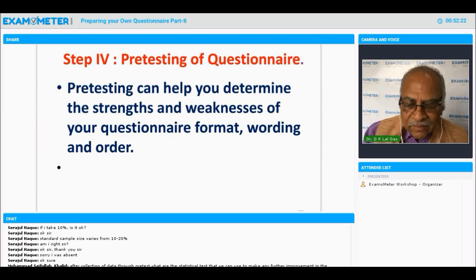After collection of data through pre-tests, what are the statistical tests that we can use to make any further improvement in the questionnaire? No, Khalid. You have missed the purpose of pre-testing. I'll repeat for you. The purpose of pre-testing is testing the questionnaire. That is, its language, the format, whether it is understood by the respondent, whether it is ambiguous. These are the questions related to the questionnaire. The purpose of pre-testing is to find out these things. So pre-testing tells you whether your questionnaire is okay. So there is nothing to do with the statistical test here.